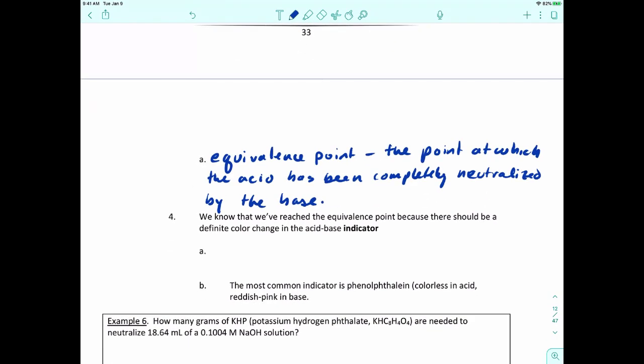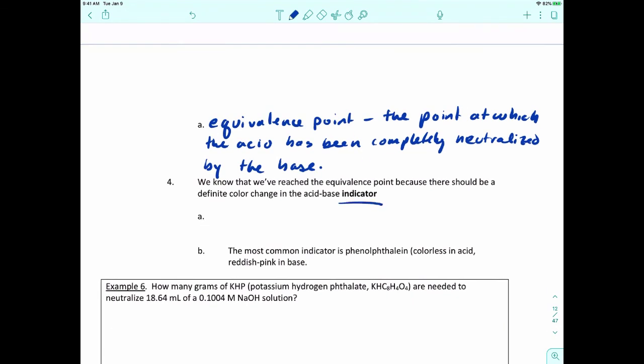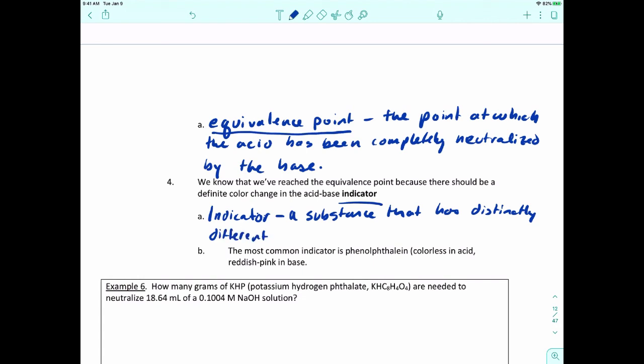Now, we know that we've reached the equivalence point because there should be a definite color change in the acid-base indicator. So in order to help us see if we've gotten to this equivalence point, we add an indicator to our solution. An indicator is a substance that has distinctly different colors in acidic and basic solutions. The most common indicator is called phenolphthalein. It's colorless in acidic solutions, but when you get to that equivalence point, the solution turns reddish pink.